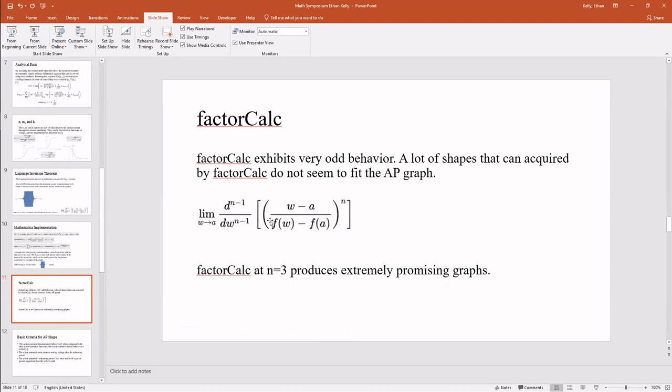So factor calc is supposed to be part of the infinite series. Not every term is supposed to look absolutely perfect. It's supposed to combine to work very well. However, at some values of n, for example n equals 3, which is the one we'll be discussing here, you get a graph that is strikingly similar to the action potential. This suggests that, being the main contributor to the shape of the graph, there is some validity in this solution.